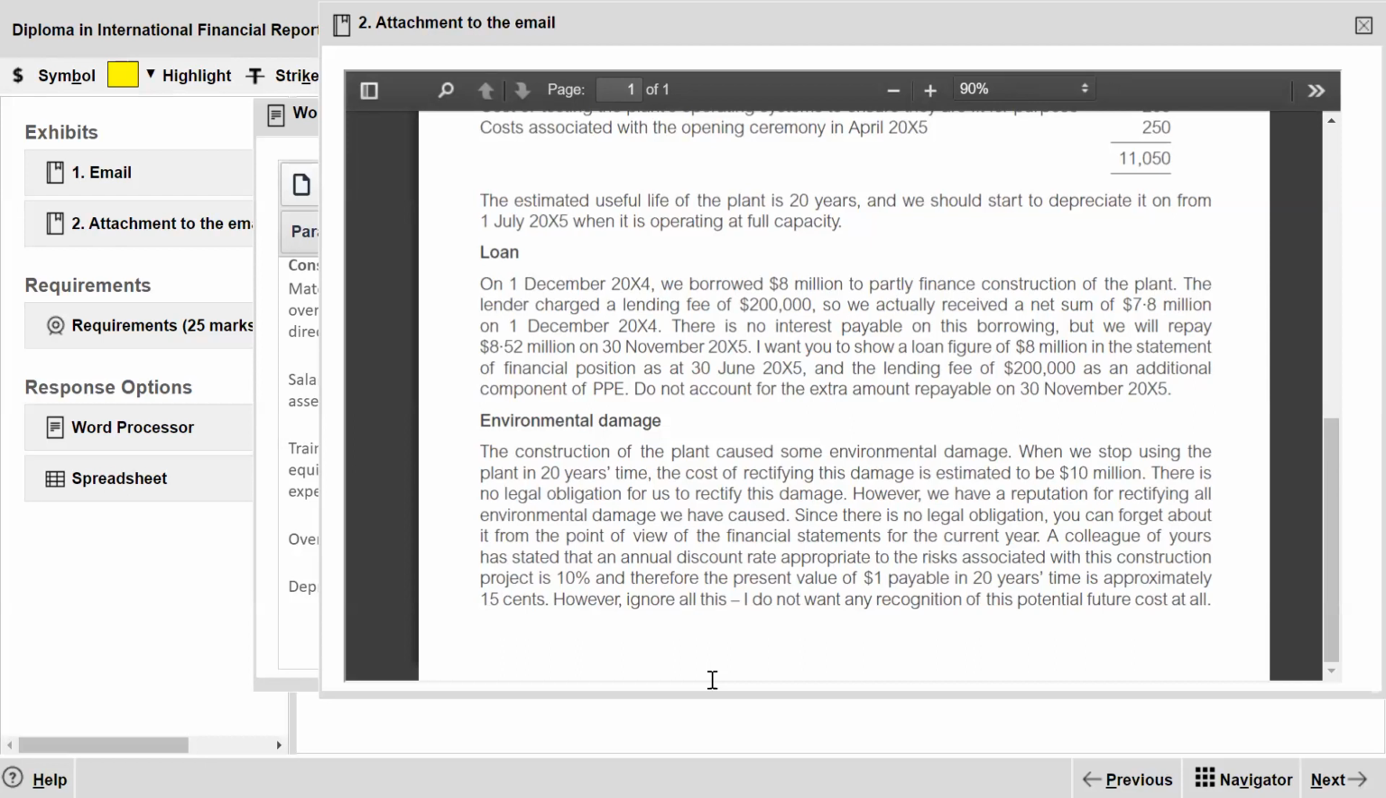Okay, now let's see. It says that on 1st December X4, we borrowed $8 million to partly finance the construction of the plant. The lender charged a lending fee of $200,000, so we actually received a net sum of $7.8 million on 1st December X4. There is no interest payable on this borrowing, but we will repay 8.52 million on 30th November X5. I want you to show a loan figure of $8 million in the SOFP and the lending fee of 200,000 as an additional component of PP&E. Do not account for the extra amount repayable on 30th November X5.